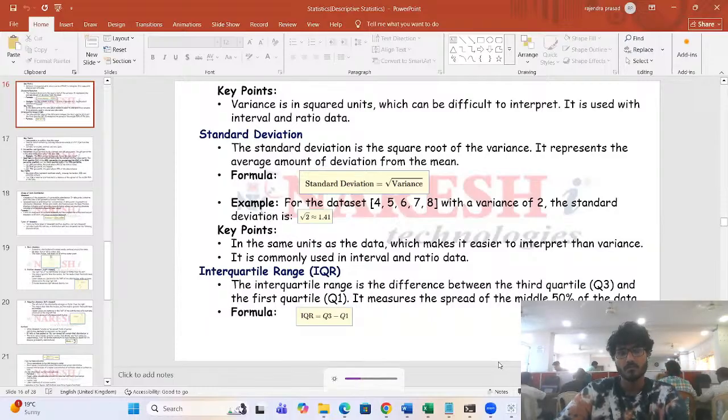The way they're introducing things, in the same way, to overcome the drawbacks of variance, they have introduced one more metric called standard deviation. Standard deviation is nothing but whatever squares you are doing in variance, that square will be removed. How can you cancel the square? When you apply the square root, the square gets cancelled.